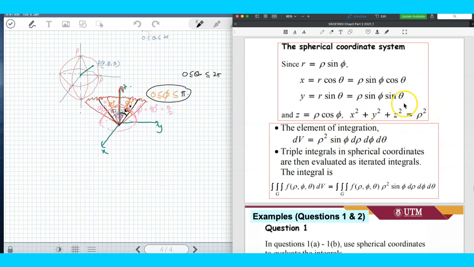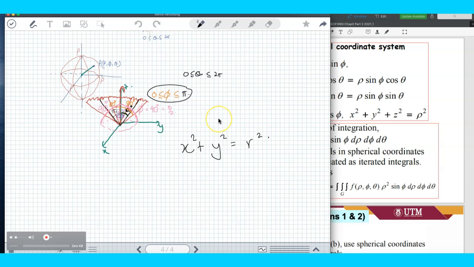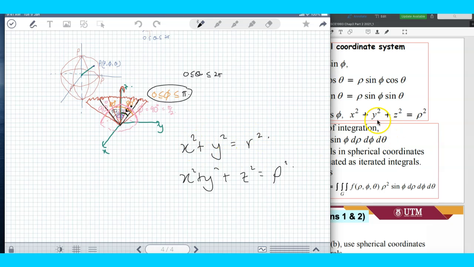Look at this one. x squared plus y squared equals r squared, so that is the basic formula of the circle in 2D. Now we put in another variable z. As we know, this is the general equation of a sphere centered at the origin with radius rho. So we have this to be a sphere and this one is a circle. You have to take note of that.